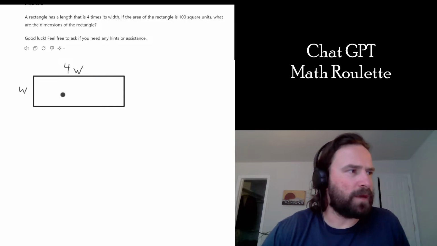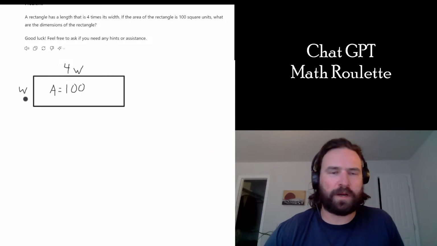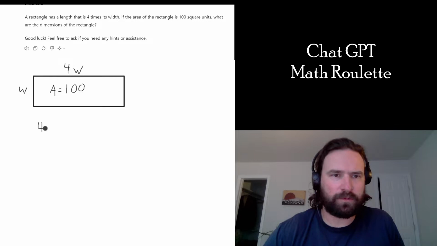Okay, and then we know the area is 100 square units. Let's put an A equals out here. Cool. And the formula for area is length times width equals area for a rectangle, right? So we can do the length times the width, which is 4w, our length, times another W, and that should equal our area, which is 100.